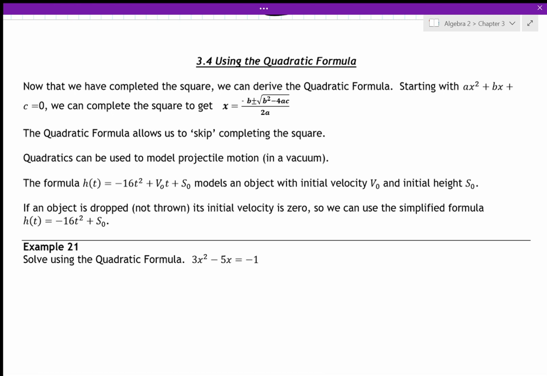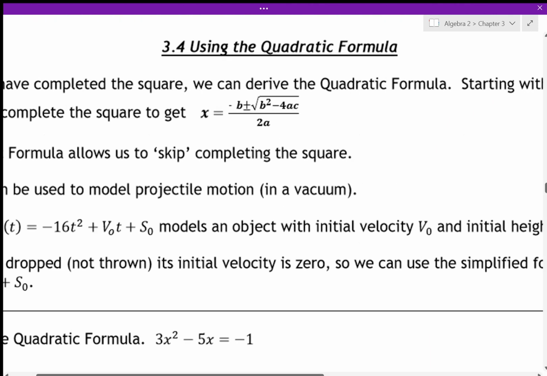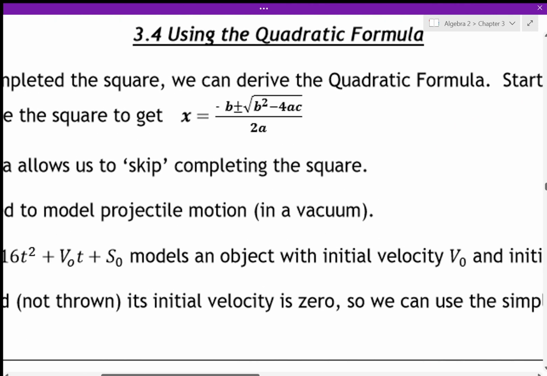All right, now we are looking at section 4, using the quadratic formula. Right here at the beginning it says, now that we have completed the square, we can derive, and to derive means to make the quadratic formula. I'm not going to do that on the notes packet or on the notes video here, but we can, and there are good videos. If you want to see that, you can Google something like derive quadratic formula, and it'll have it.